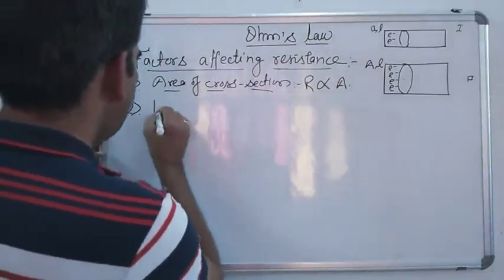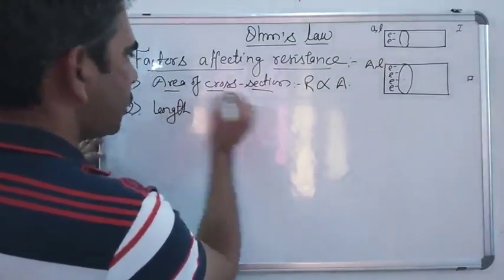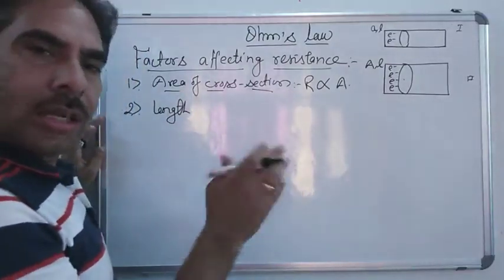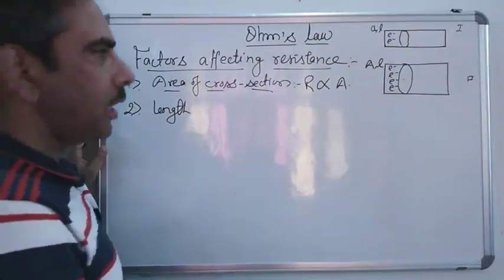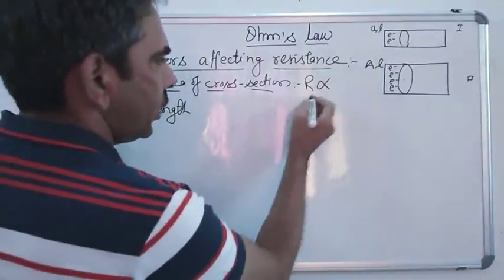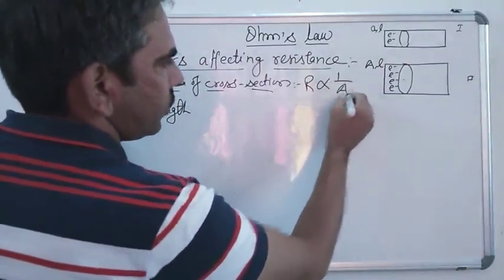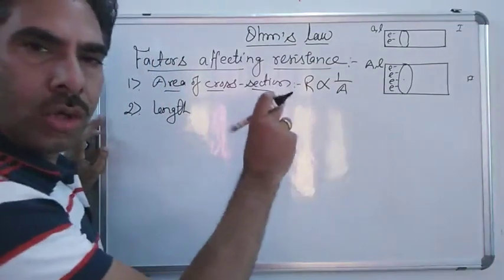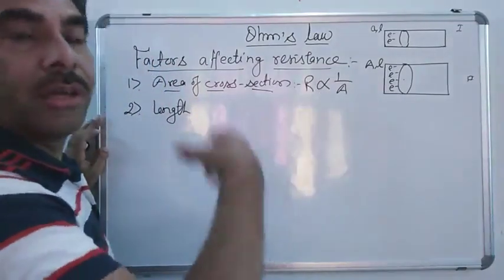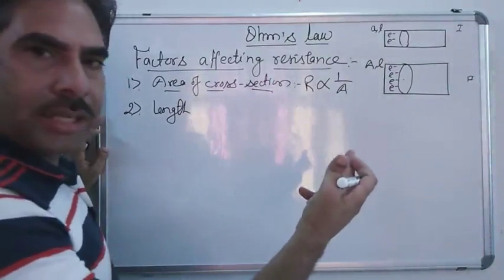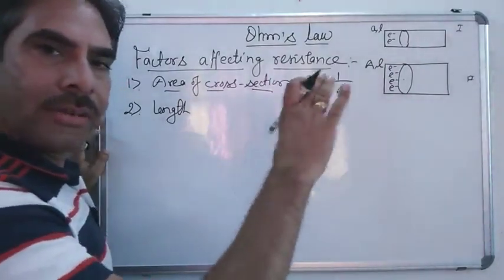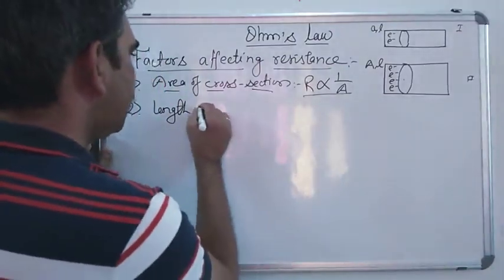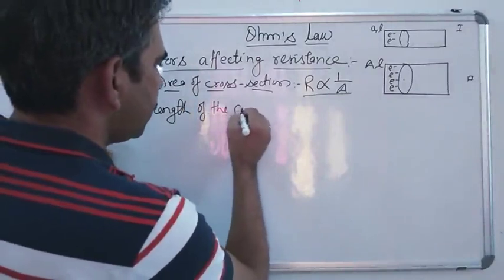Area of cross section, we can also call it the thickness of the conductor. The thicker the wire or conductor, the larger will be the area of cross section. Resistance is inversely proportional to the area of cross section. So if we want higher resistance, we have to keep the area of cross section low. That means a thin wire will have larger resistance, and a thick wire will have less resistance. So please make this correction. The second factor is the length of the conductor.